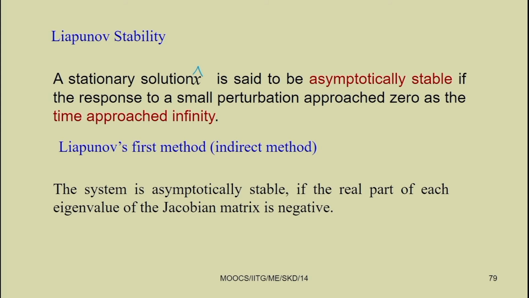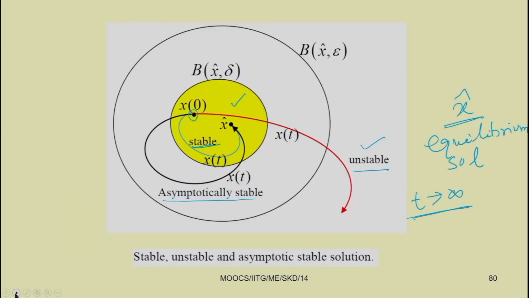So, the Lyapunov first method, or indirect method, of stability study. How can we do it? The system is asymptotically stable if the real part of each eigenvalue of the Jacobian matrix is negative. Given the dynamic equation, we can find the Jacobian of that system. If the real part of the eigenvalue of the Jacobian matrix is negative, then we can find the system to be asymptotically stable. So, let us use this method.